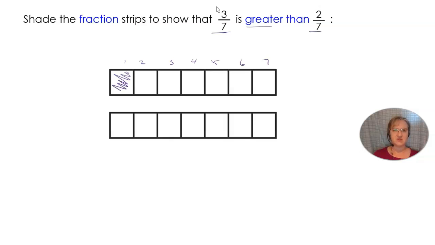So all we need to do is shade in 3 pieces on the top to make 3/7 and 2 pieces on the bottom to show that 3/7 is greater than 2/7. This is different from the last one that we did that had sets of things. 3/7 here is showing a fraction strip.